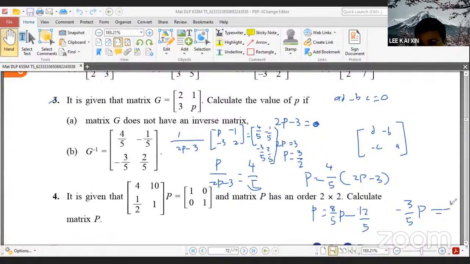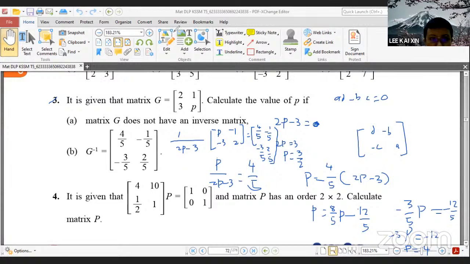Equals to negative 12 over 5. So 5 and 5 we can cut. So negative 3p is equals to negative 12. So p we get 4. Yeah, we get 4. So done with question 3.